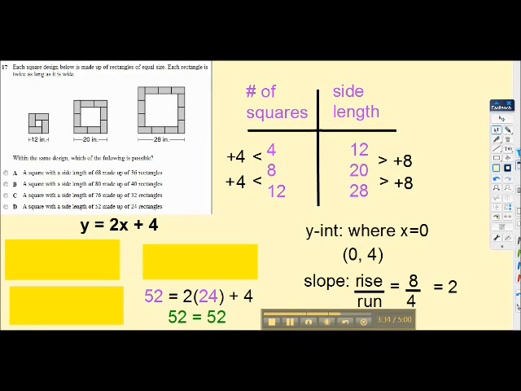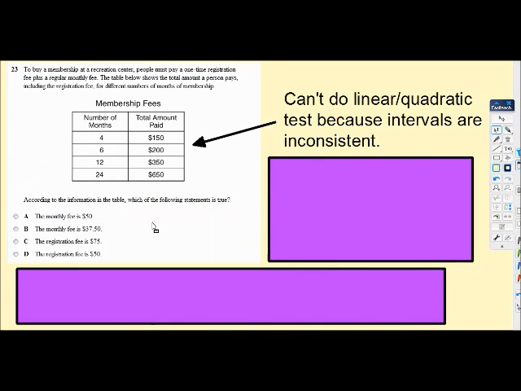For you. Now we're going to start to talk about some other ways to look at it, some word problems where you have to notice a pattern and set up equations for it. Here we have a number of months laid out as our x. Our total amount, y, is usually some sort of total, and here we have 150, 200, and so on. And they want to know, according to the information, which of the following is true.